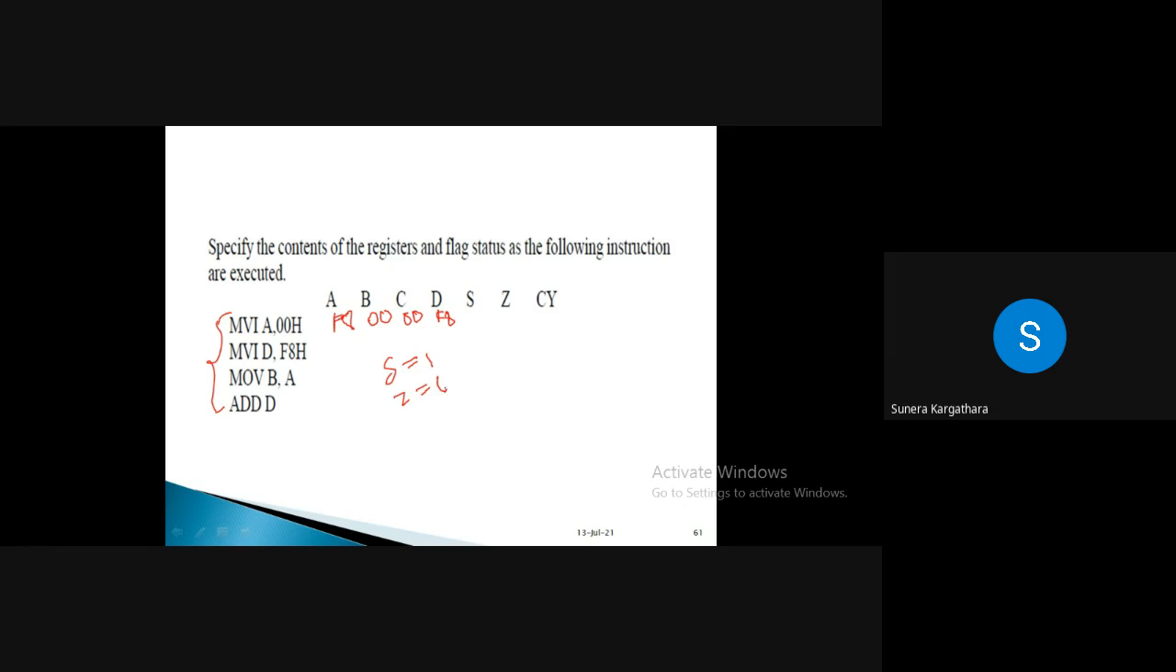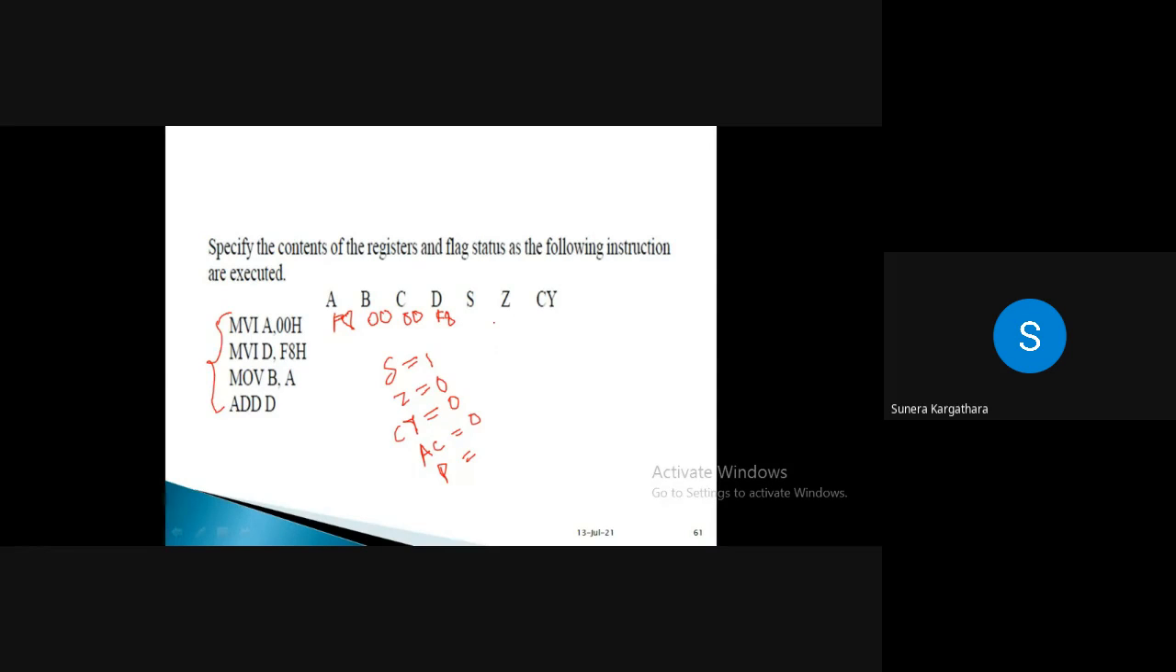Zero flag will be 0. Correct. And carry flag also 0. Carry flag will be 0. Correct. Auxiliary carry, ma'am, that also 0. That also will be 0. What about parity? I'm not sure. Maybe 0.